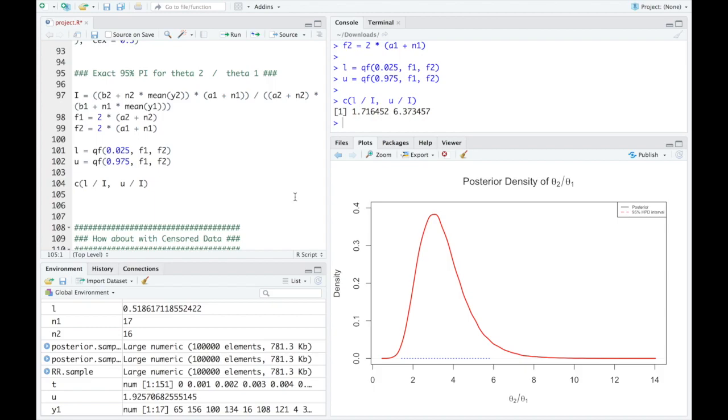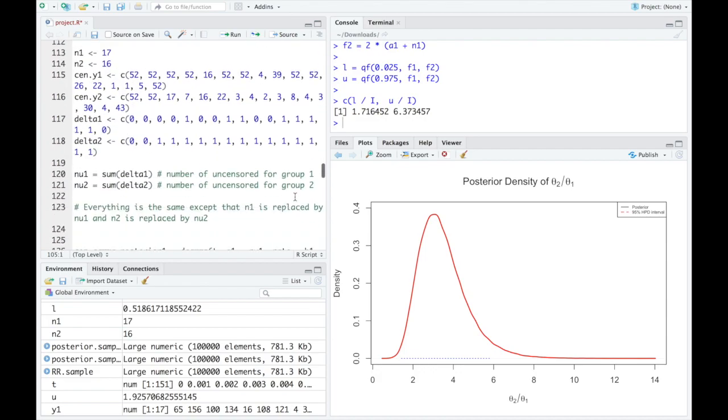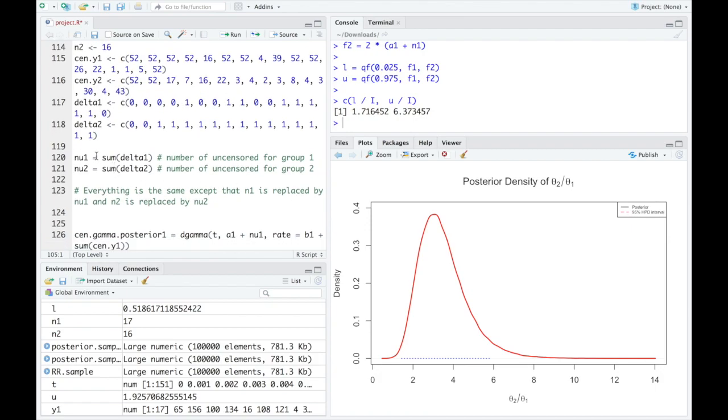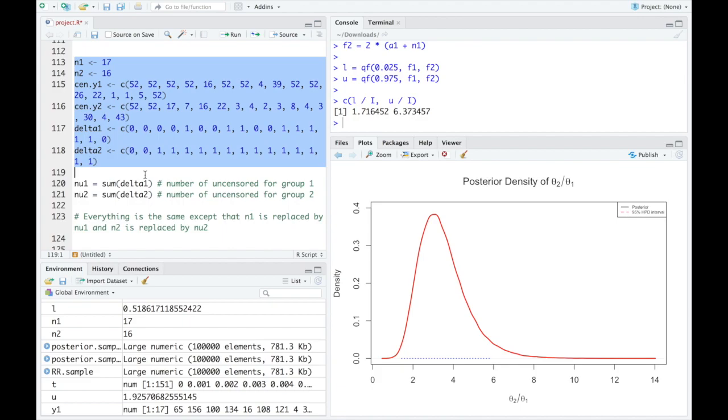The line that has delta 1 and delta 2, they are the censored indicators for groups 1 and 2. Remember, a delta equal to 1 means that the observation had an event, while delta equal to 0 means a censored observation. We also have to add a subset of observations that include only those that were uncensored. And we do that here. So let's run this whole chunk of code.